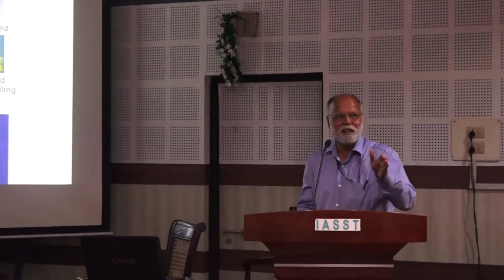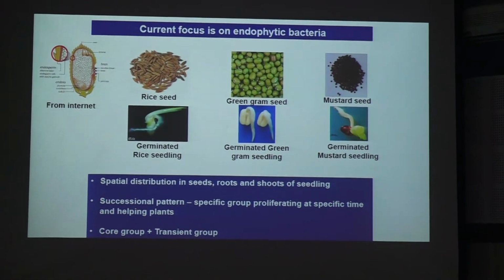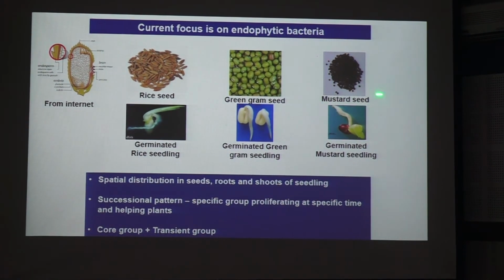You have been hearing my students deal with this a little bit. Because the rhizosphere is a little complex, we want to get into a very pure system. Seeds inside are easy to work with. So we are taking 3 crops: rice, green gram, mustard, and Sadav is working on tomato, potato, and tobacco. Now, what we want to do here is study the spatial distribution of the endophytic bacteria in seeds, roots and shoots of the seedling, like when it germinates and the root and shoot come out.